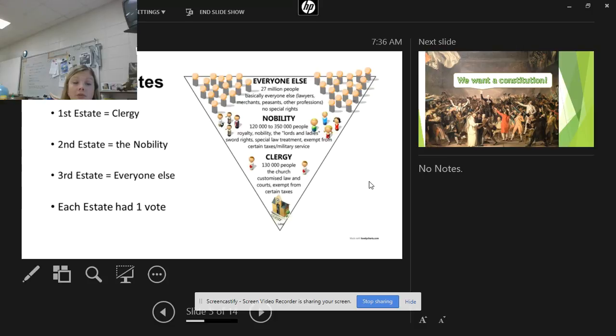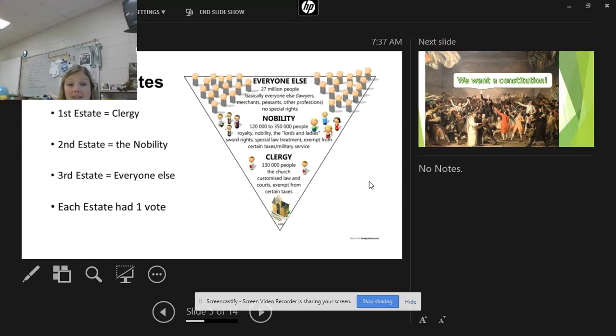And then, of course, this revolution is going to be led by the third estate, which is everybody else. This was probably 97% of the people in France at the time, paid all the taxes, only owned about 40% of the land, which sounds like a lot, but really, when it's 27 million people, that's not that much at all. And so obviously they're going to be very upset at their situation.